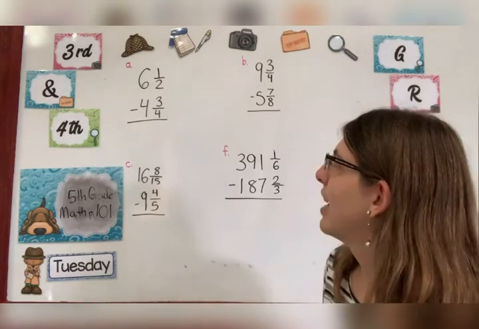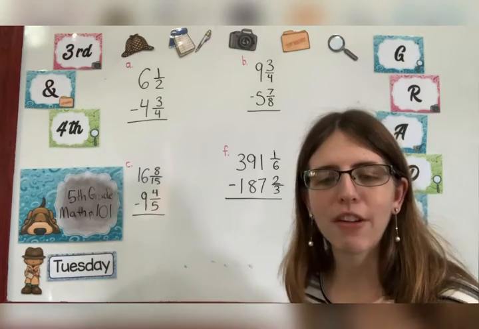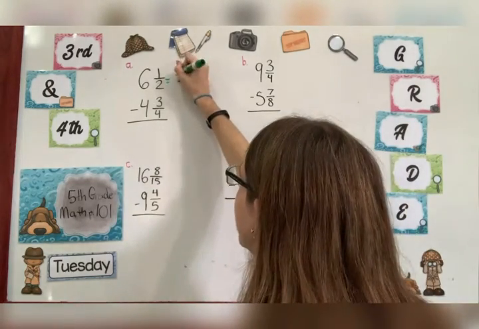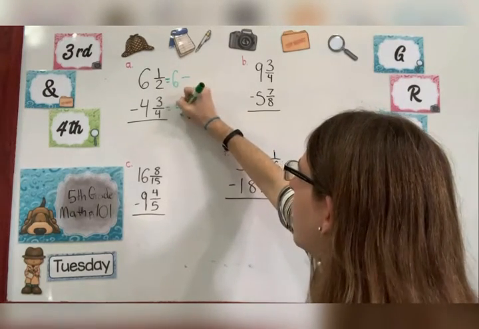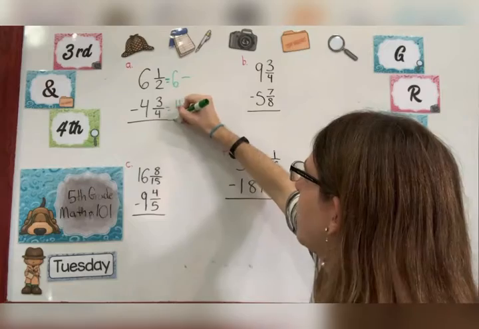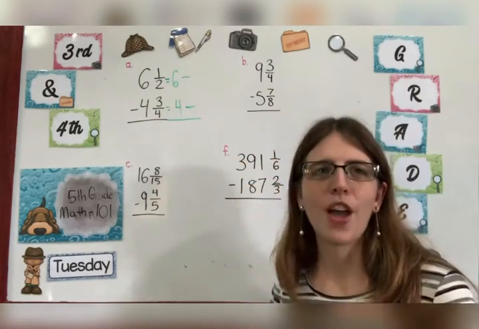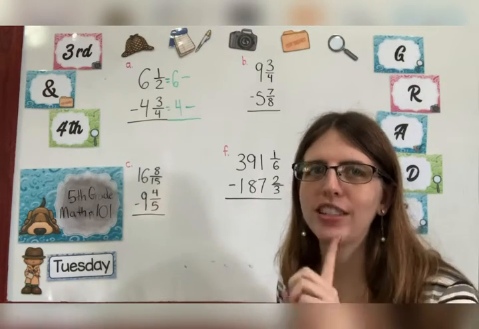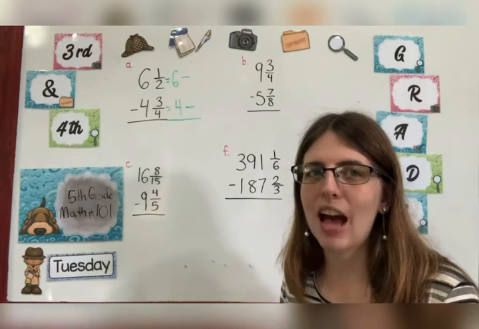So here I have 6 1/2 minus 4 3/4. I'm going to start by changing my fractions so that they have the same denominator. I'm going to put equals 6 and a fraction bar for my new fraction, 4 and a fraction bar for my new fraction. All right, my denominators are 2 and 4. What is their least common denominator? That's the first thing we have to find, is the least common denominator. So that's the least common multiple.